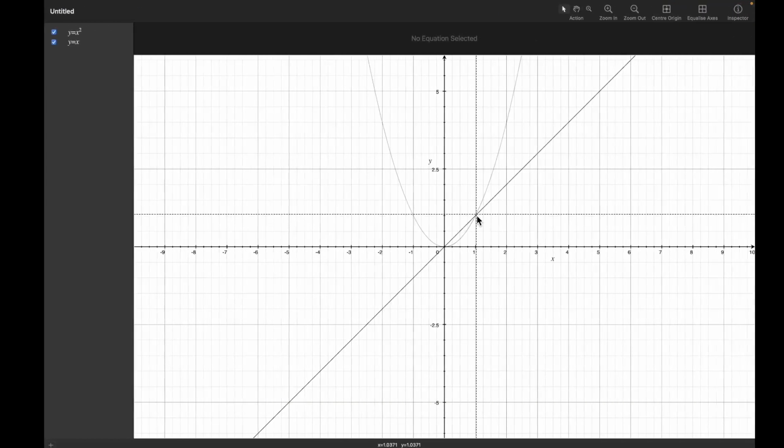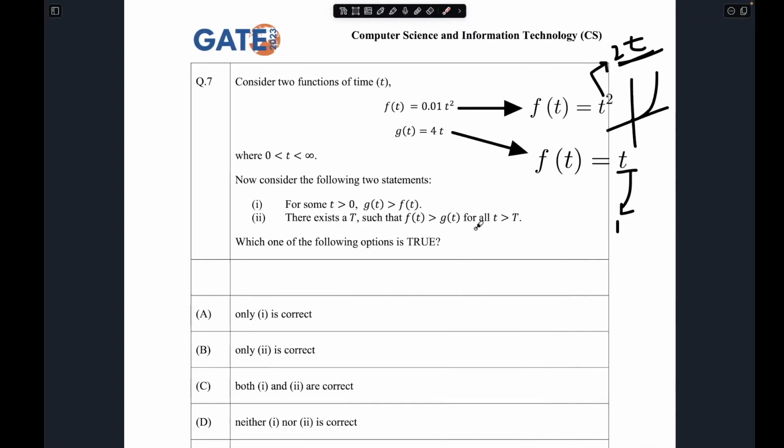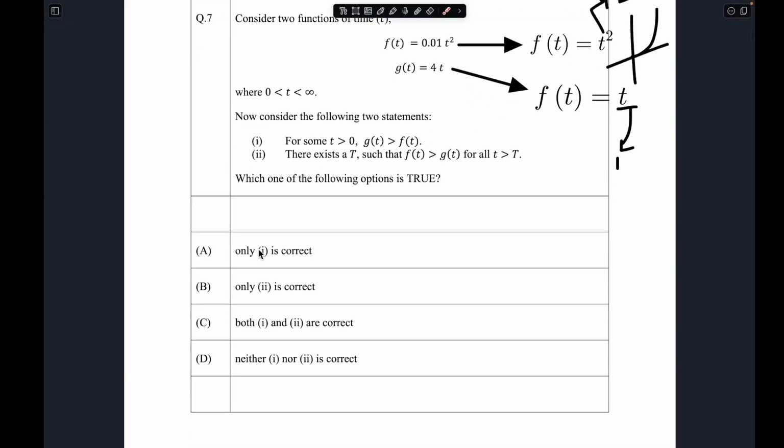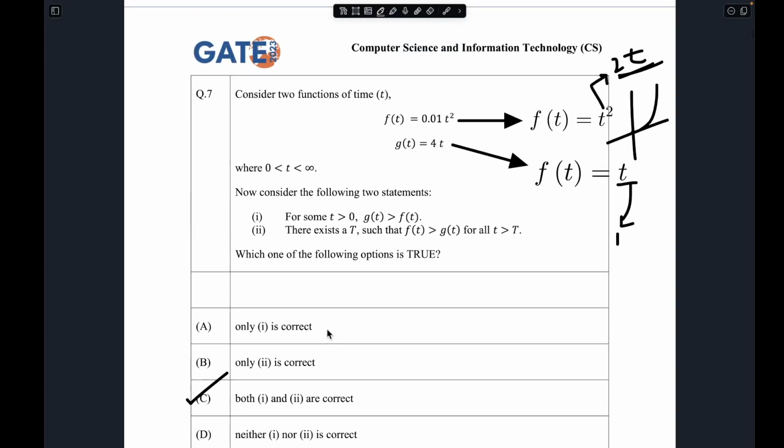There is a point of intersection, and after that intersection, for anything else, the curved graph is always going to have a greater magnitude than your straight graph, right? So that is also true. So this statement is also true. Both of these statements are true. Now which of the options gives this conclusion that both of them are true? Well, that is directly visible over here. C, both 1 and 2 are correct, and that is the whole of this question's solution.